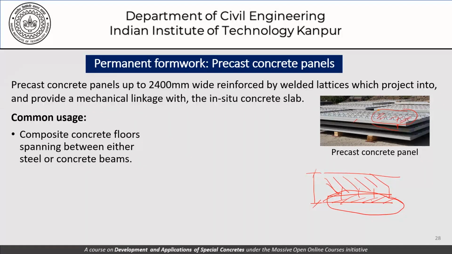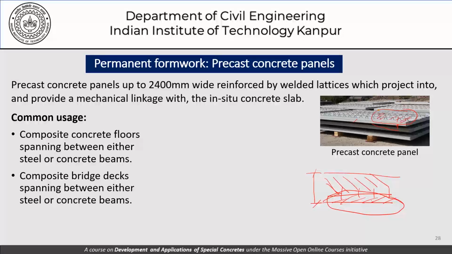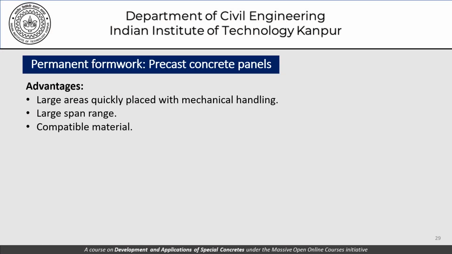The common usages for such a situation could be composite concrete floors spanning between either steel or concrete beams, composite bridge decks spanning between either concrete or steel beams, and the advantages of using this kind of formwork could be large areas could be quickly placed with mechanical handling. The formwork placement is much easier. Large span ranges could be easily covered, and the material is compatible. So we don't have to bother about material compatibility because on both sides we have essentially cementitious mixes.